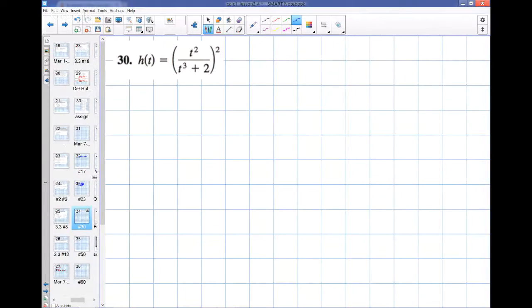So what I did is I went ahead and squared it. So this now becomes, so here's a case where I'm doing a little bit of algebra before I begin. And here I'm just going to call this t cubed plus 2 squared. Now, let's do the derivative. So h prime of t. And now we've got to use the quotient rule.